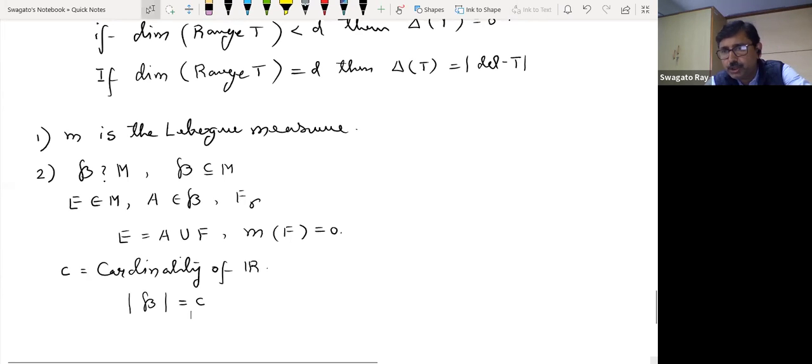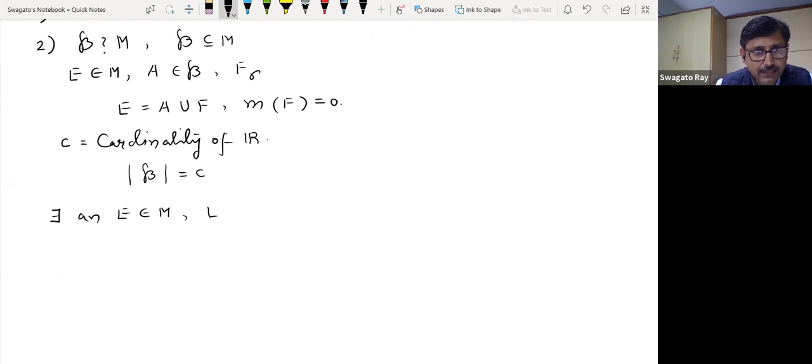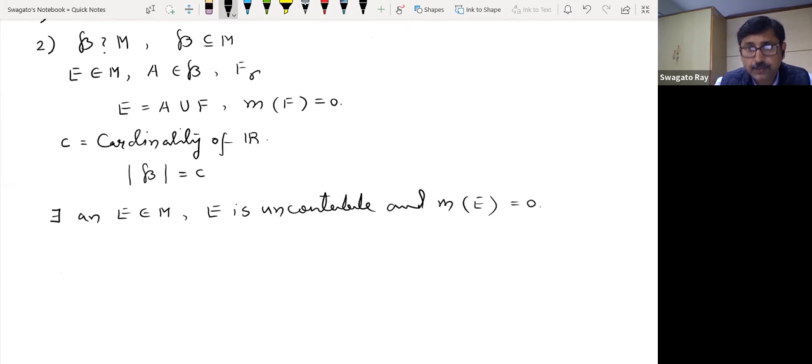On the other hand, one shows, and that's a very important thing, that there exists an E inside the Lebesgue sigma algebra such that E is uncountable, and the Lebesgue measure of this set is 0. But the moment you say the measure of E is 0, then any subset of E is also of measure 0, and they belong to the Lebesgue sigma algebra, not necessarily to the Borel sigma algebra.